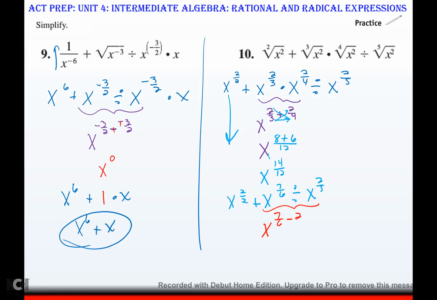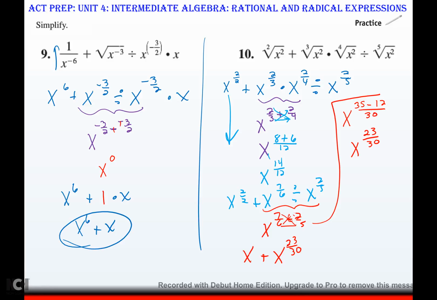7/6 minus 2/5. And if I do my crisscross straight across again, that's going to be x to the criss, 7 times 5 would be 35, minus 6 times 2 is 12, over straight across would be 30. That gives me x to the 23 over 30. So this is x to the 23 over 30 plus, this is just x to the first. And I can't combine them. We're done.